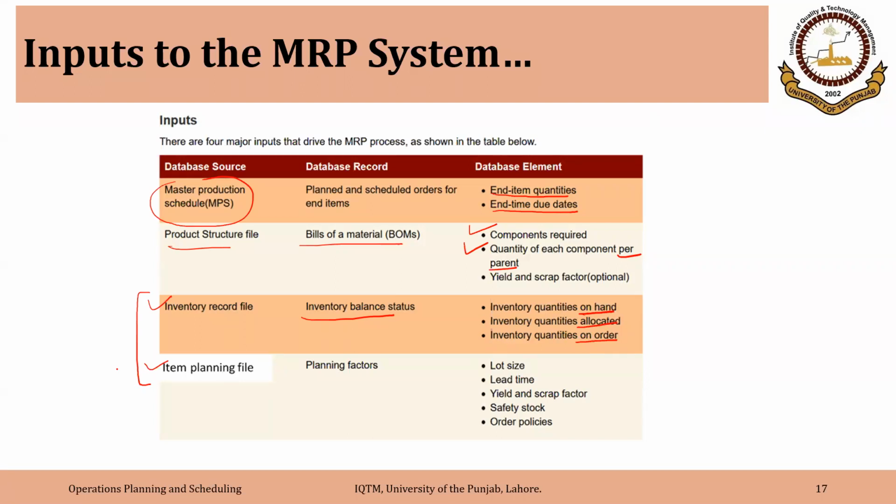Then the item planning file might be a separate file, or these two might be the same file. So that contains information about planning factors. So what is the lot size, in what quantity do we purchase the item or make the item? What is the lead time in case of purchasing? What is the purchasing lead time? And in the case of in-house manufacturing, what is the manufacturing lead time? And it may also contain the yield or scrap factor. And an important element in the planning file is the safety stock. And it could contain order policies as well.